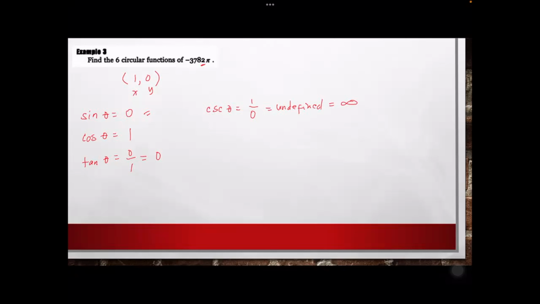The next is the secant theta. Still 1 kasi reciprocal ng 1 ay 1 over 1. So still 1. Then cotangent theta is equal to 1 over 0. So this will take as undefined also, or infinite sign.